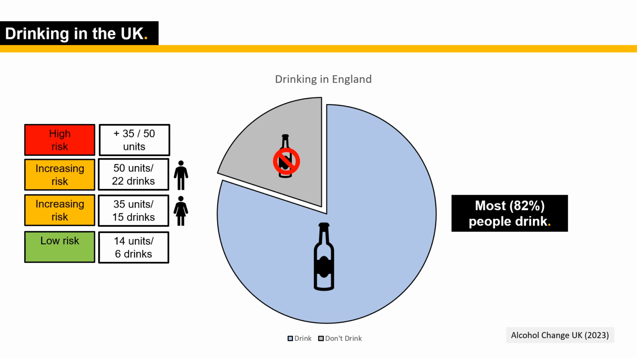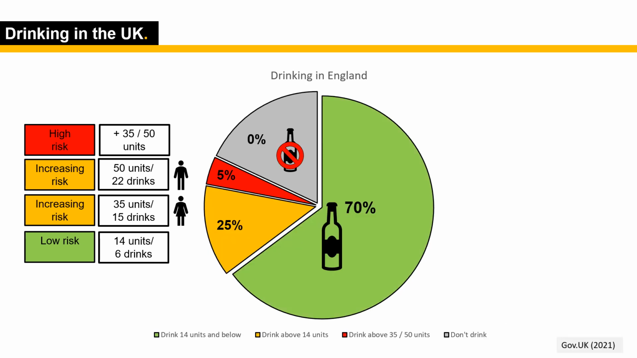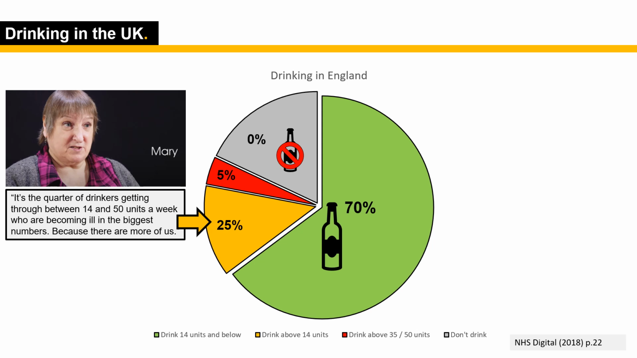Now, surprisingly, for many people, this is maybe different to what they expect. Most people actually don't drink above guidance levels. They drink at low risk levels. Then we have 25% of people who are drinking at increasing levels. This would be people like Mary, and 5% at high risk levels.